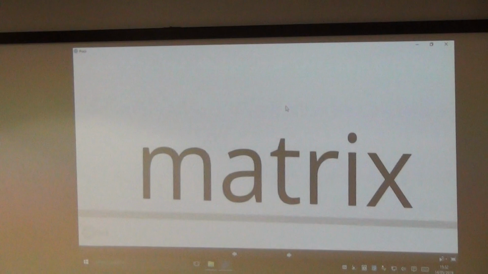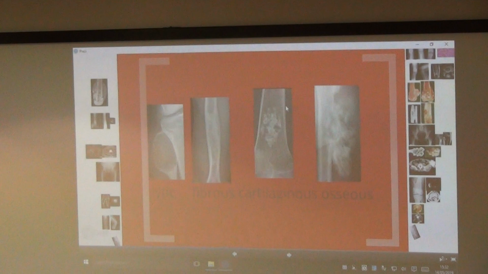Matrix. Okay, so broadly, before we go to matrix, at this stage, are there any questions at all thus far?